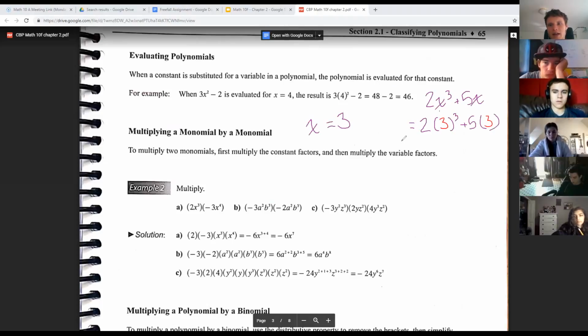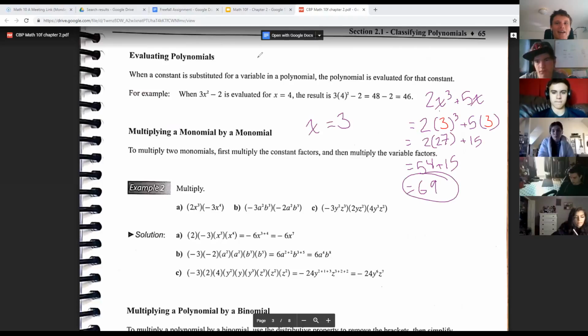And that means that this first thing here, I'll do the exponents. We've got 3 to the power of 3 is 27, times 2 is 54, plus 5 times 3 is 15. And so that becomes 54 plus 15 is 69, okay, is our final answer. So there you go.